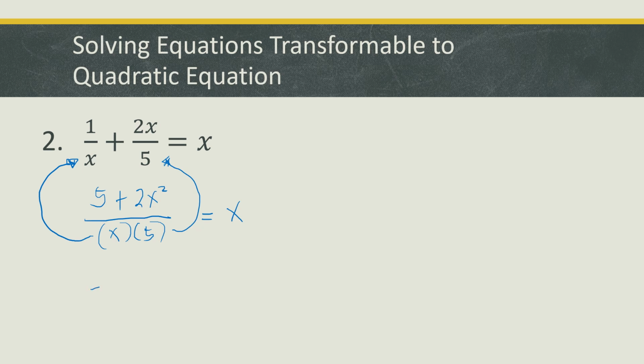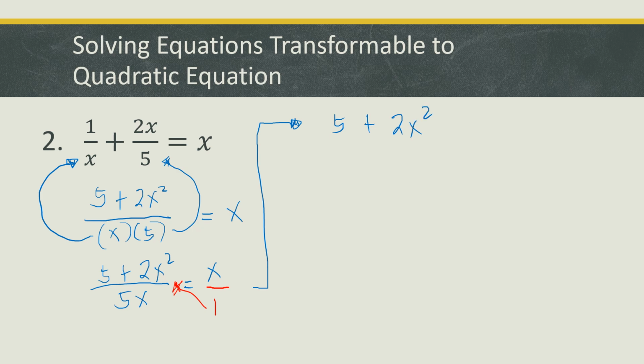So we can now simplify the denominator. 5 times x, or x times 5, is 5x. Then we have 5 plus 2x squared over 5x is equal to x. Again, we do not have a denominator, so we will put 1 as we are going to cross multiply. So first, multiply 1 to 5 plus 2x squared. That is now 5 plus 2x squared.